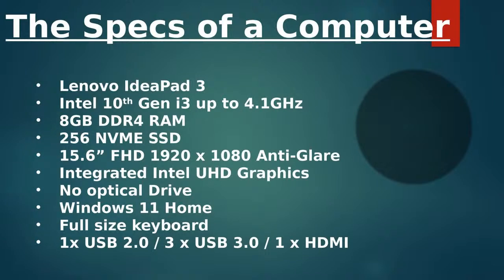Here we've got another lot of specs, and let's see if we can figure out what this is. They mention here it's the Lenovo IdeaPad 3, so that should already give us a clue. Intel 10th Gen i3, that's referring to our CPU. Our RAM, 256 SSD. Yes, that's our hard drive, where we're going to store everything. Then they say 15.6-inch full HD, and then they give us the resolution, anti-glare. So that should already begin to tell you what this is. Have they said monitor?